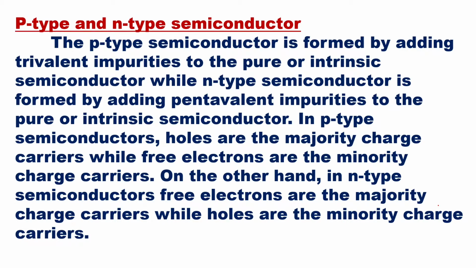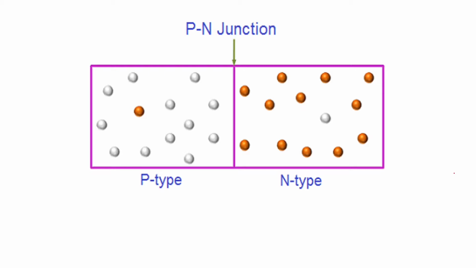So now we have seen what is P-type semiconductor and N-type semiconductor. Then we'll see what happens when we join P-type and N-type semiconductor. Here you can see the P-type semiconductor, and here you can see the N-type semiconductor. When P and N are joined, the interfacing boundary is called the PN junction.